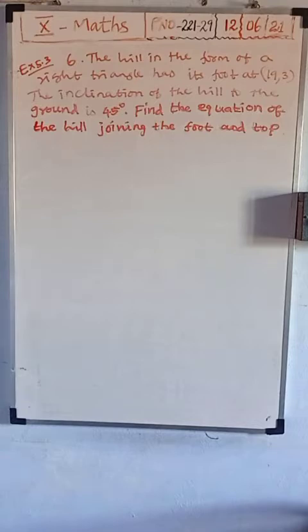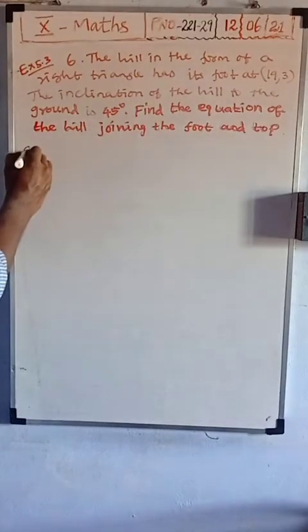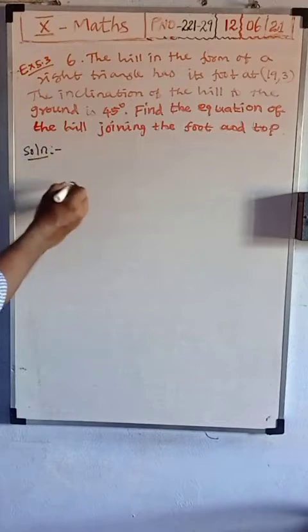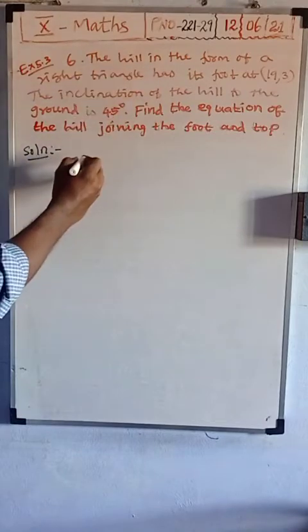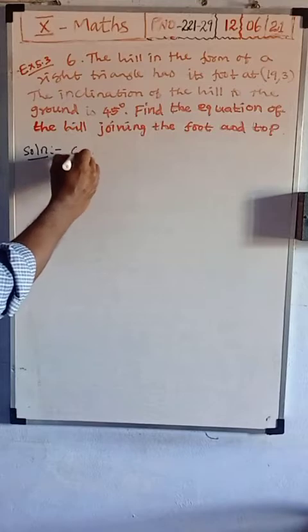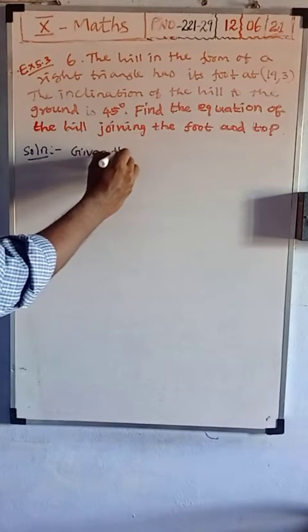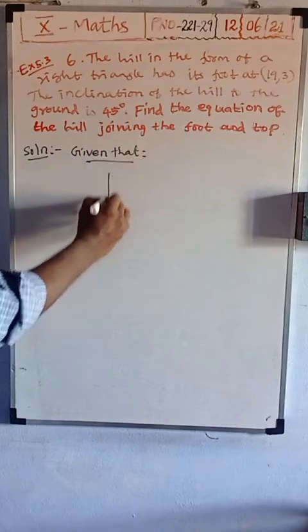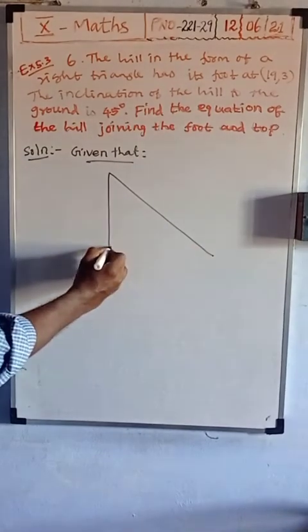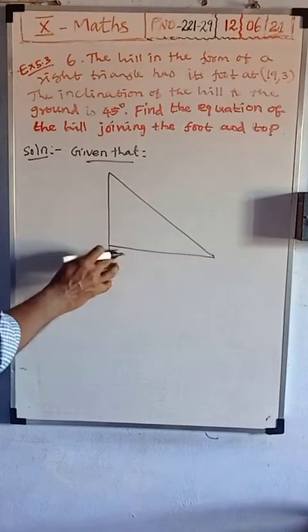The hill in the form of a right triangle has its foot at 19,3. Then the inclination of the hill to the ground is 45 degrees. Find the equation of the hill joining the foot and the top. See solution here. First, we want to draw the hill. In that, the hill is in the form of a right angle triangle. That means we should draw a right angle triangle.